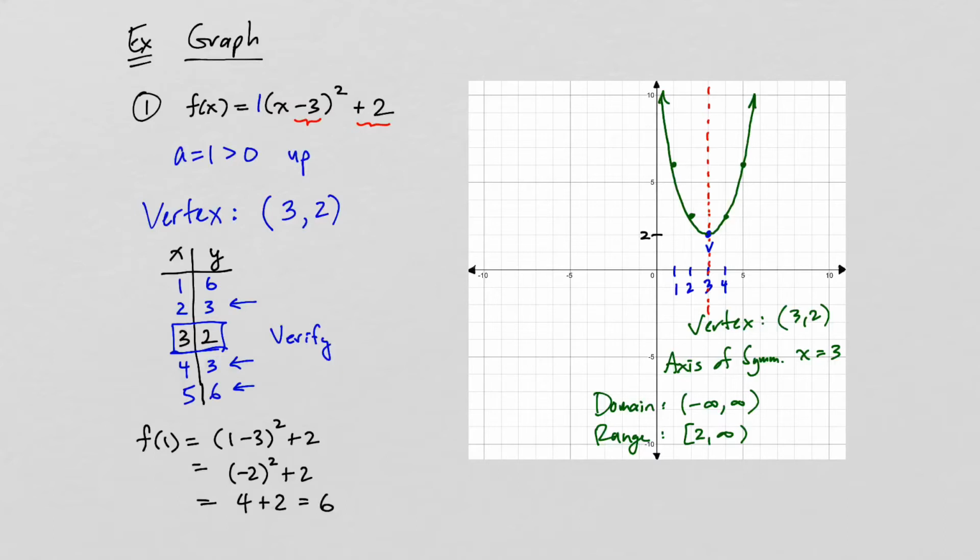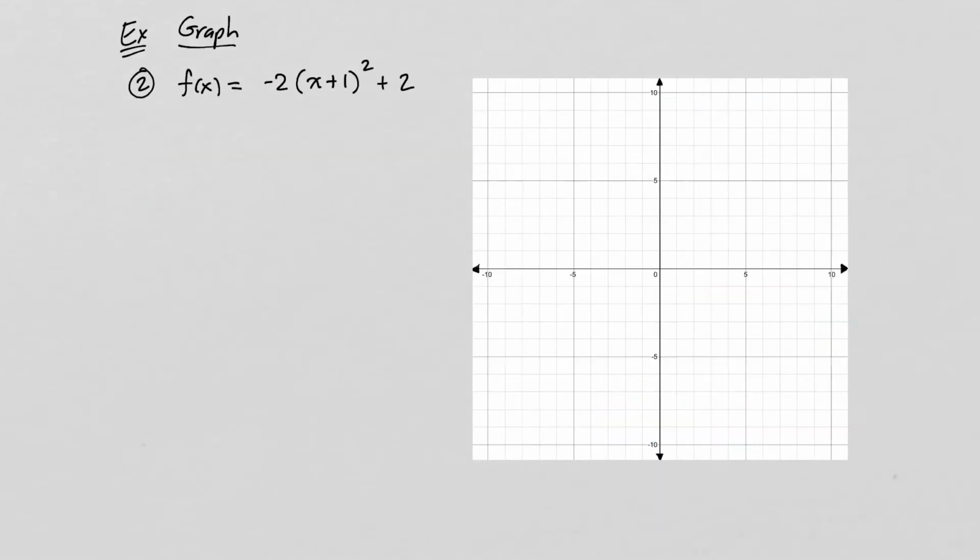Okay, let's try a couple more. So let's graph this next quadratic function. So again, first of all, I'm just going to make note of the fact that a, in this case, is negative 2, which is less than 0. And that means that this parabola should open down.